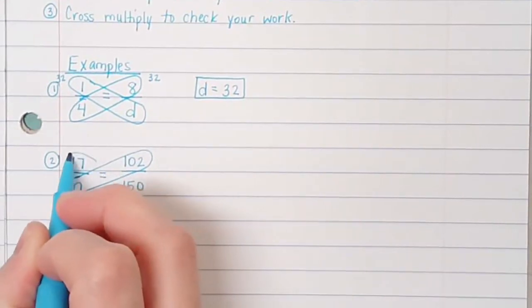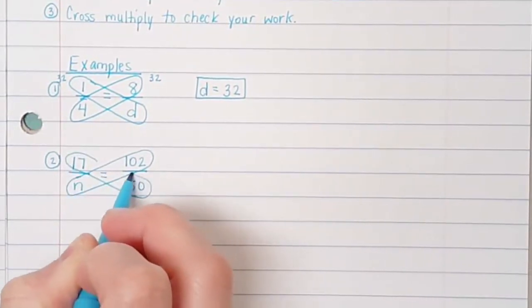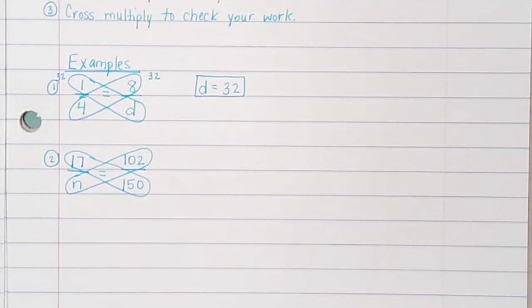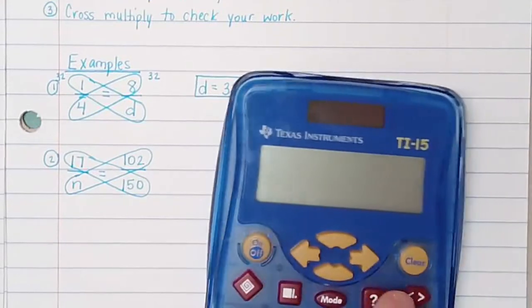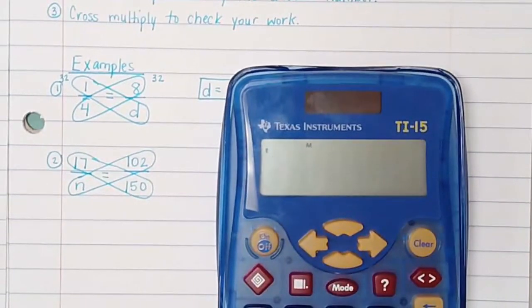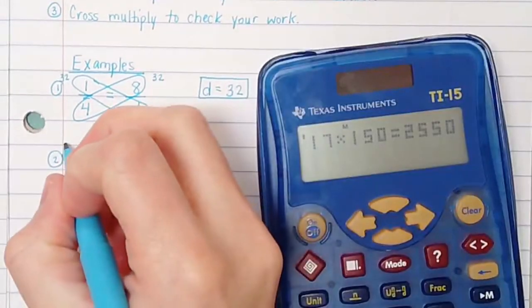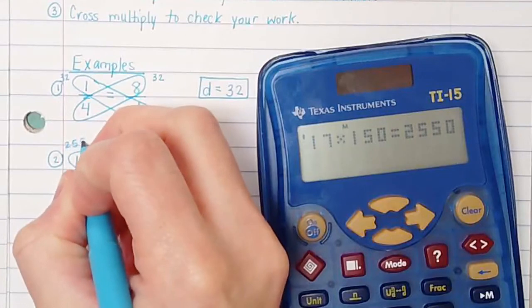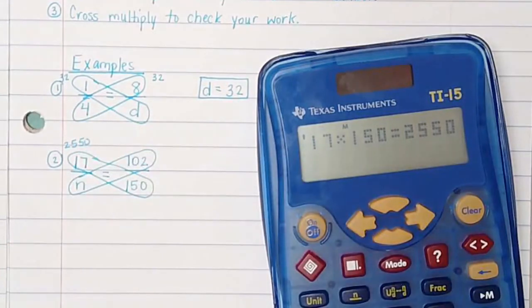So remember, you want to multiply the numbers that you're actually given. Well, I can't find this side. It has to be the given ones. So I'm doing 17 times 150. Please feel free to use your calculator. So 17 times 150 gives me 2,550. Okay? Once again, that's important because this side has to equal the same thing.